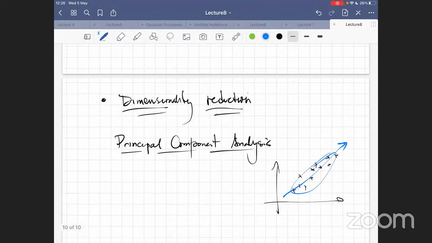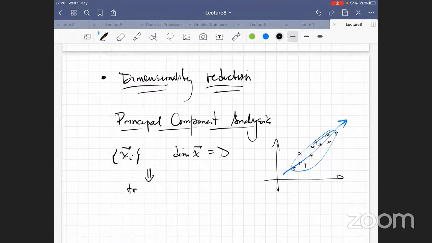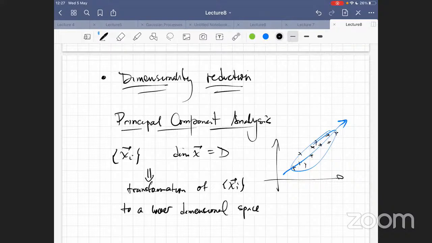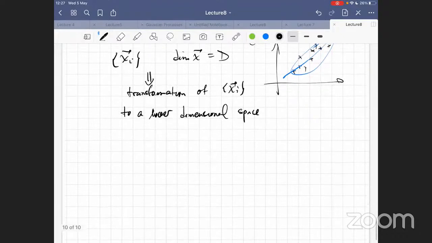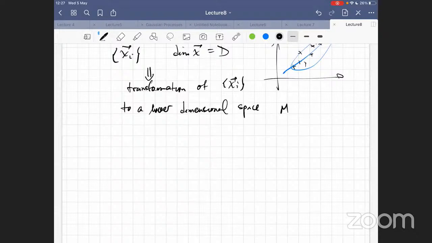So if you have a data set living in D dimensions, x_i, where the dimension of x is D, then the idea is to define a transformation of the data set to a lower dimensional space. So let's say that the dimension of the space is M, which is smaller than D.